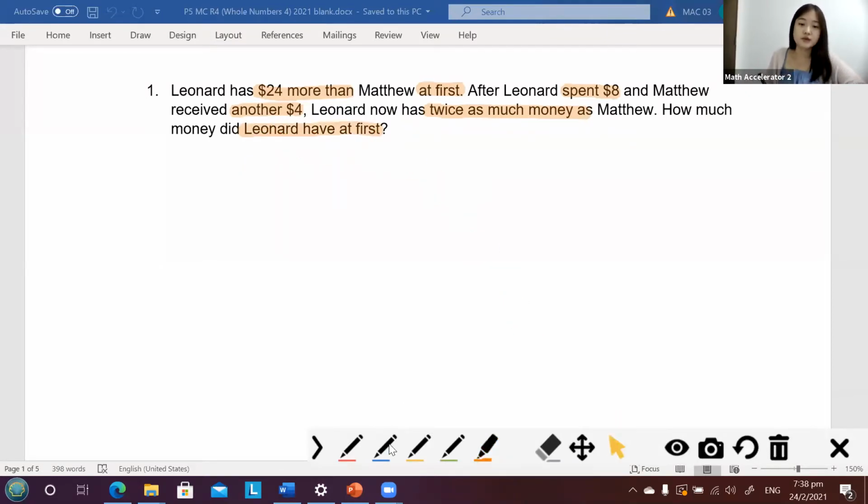So we're going to work backwards. Let's draw the model for Leonard and Matthew. If you want to work backwards, we need to draw the model at the end first. Looking at the last part of the question, Leonard now has twice as much money as Matthew. Twice as much means Leonard will have 2 units, and Matthew 1 unit. Let's draw that first. Start drawing your model: 2 units, 1 unit.